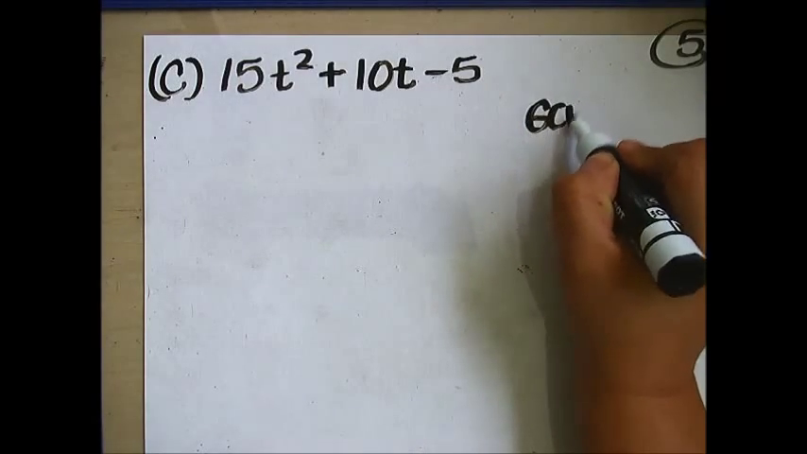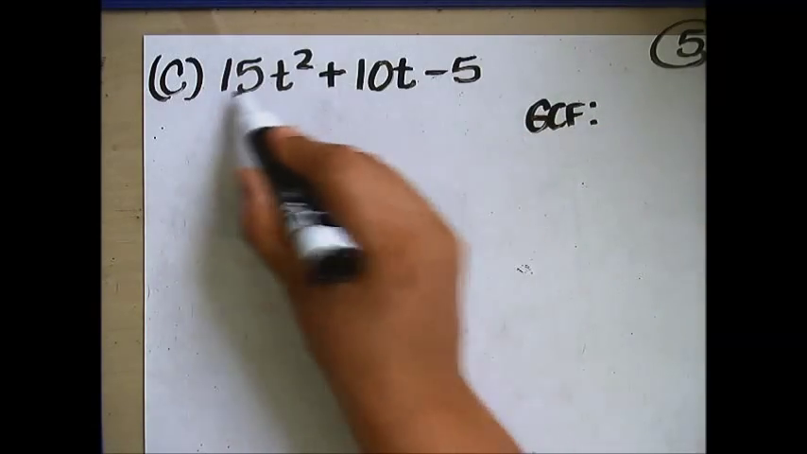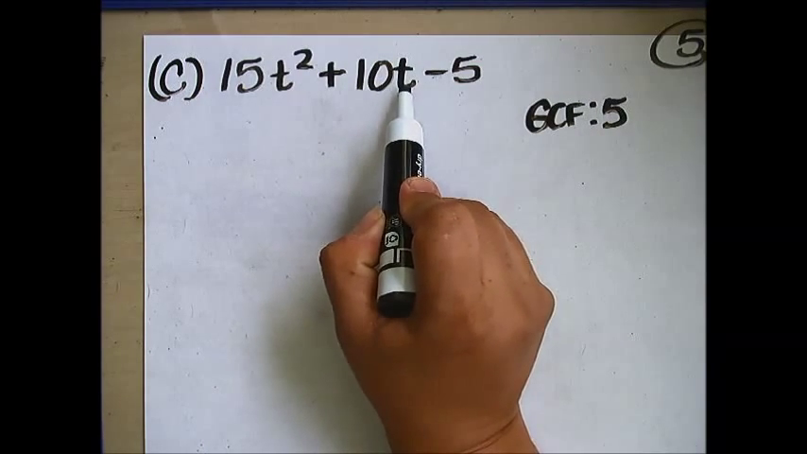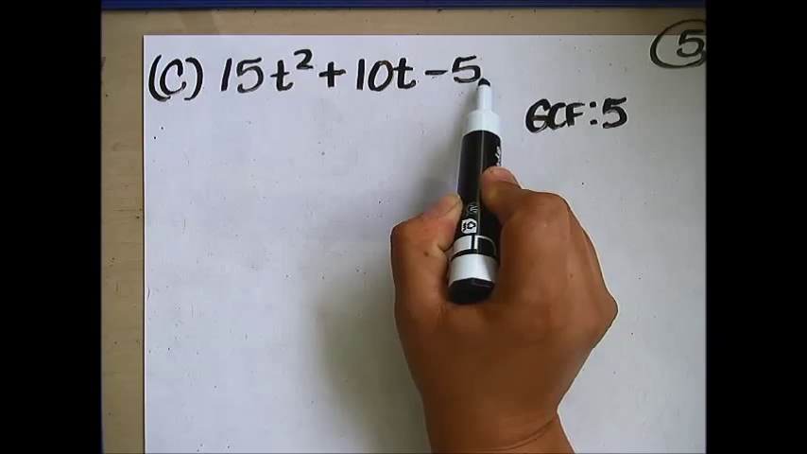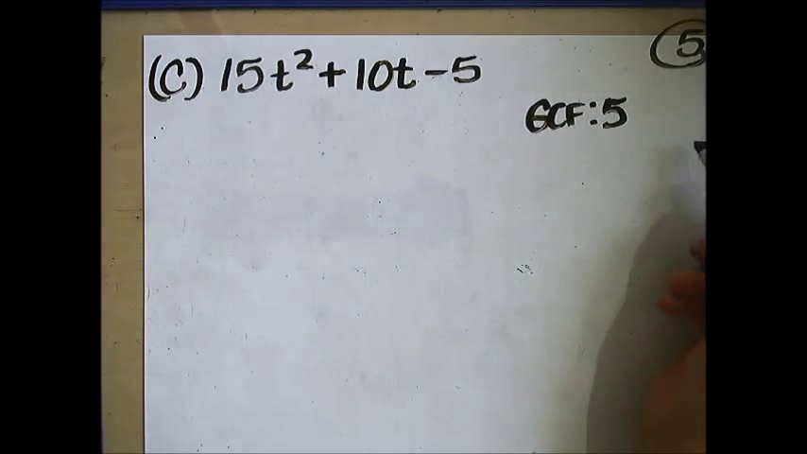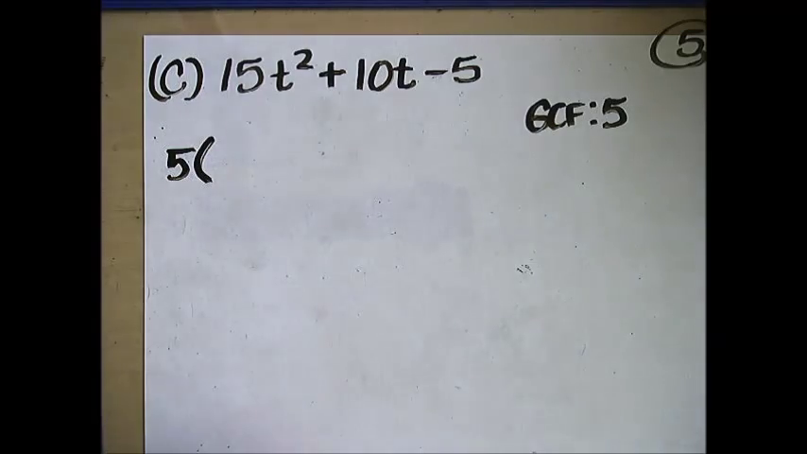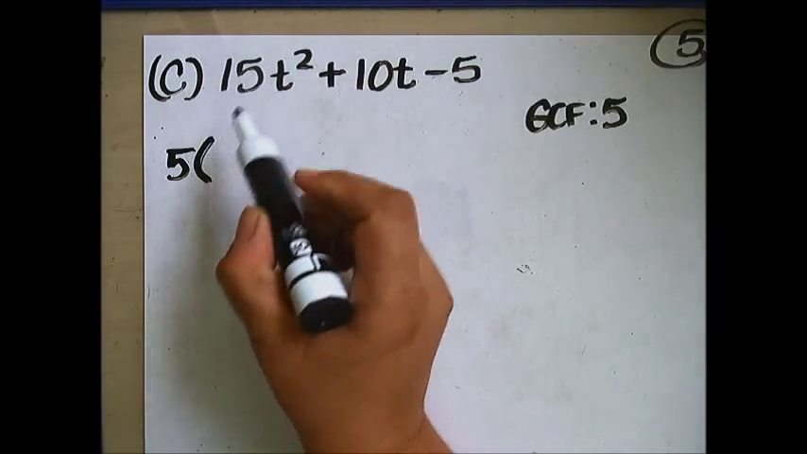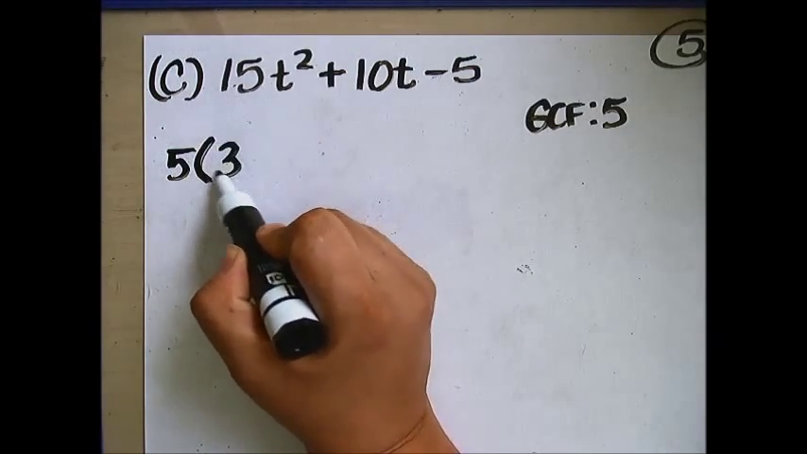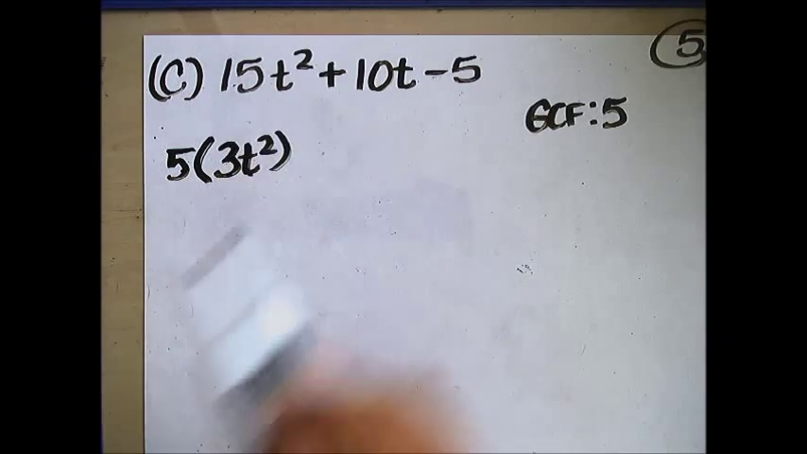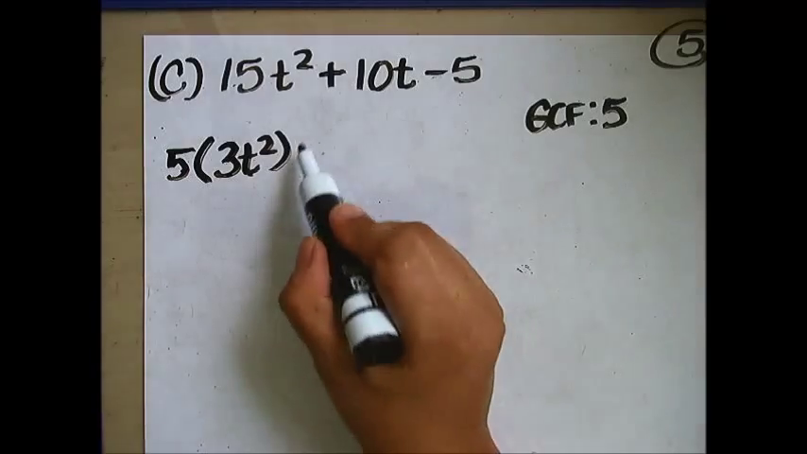So the greatest common factor, the number would be 5. Now this has a t squared, this has a t to the first, but this one doesn't have a t, so we can't take out a variable. So our greatest common factor will just be 5. Okay? So let's write these as products of factors. So 5 times 3 gives you 15, and then t squared comes down. So 5 times 3t squared gives you 15t squared.